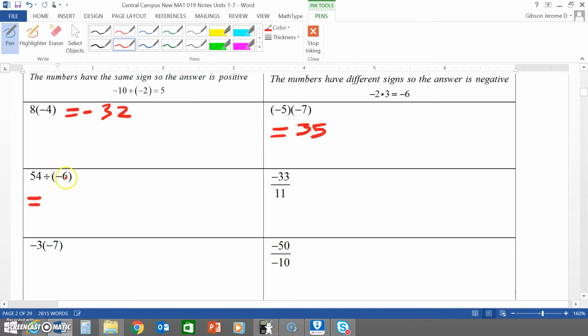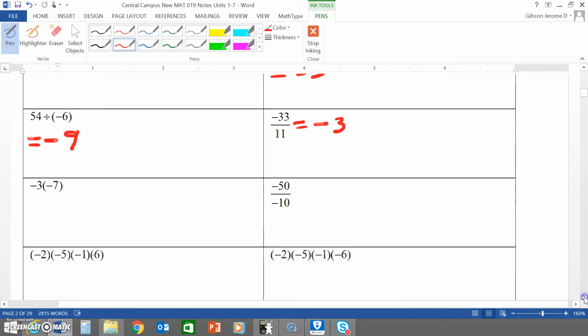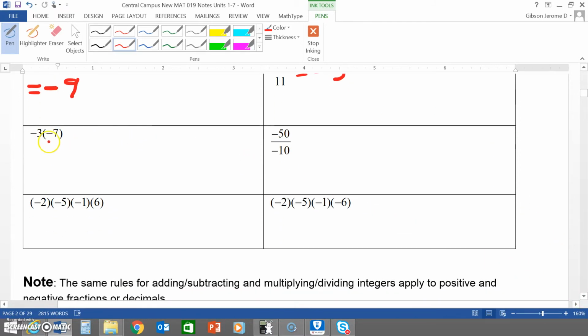Here we have two numbers, opposite signs. Our answer is going to be negative. 54 divided by 6 is 9. Now, even though this is a fraction, this is division. So we have a negative and a positive. So we know our answer is going to be negative. 33 divided by 11 is 3. So it's negative 3.